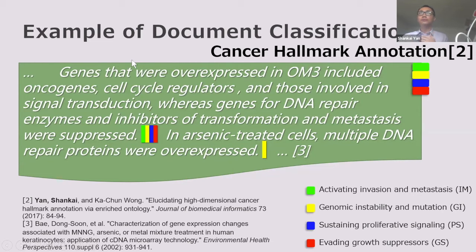But in this example, it is about the Cancer Hallmark annotation. We deal with a collection of abstracts from PubMed, and each abstract would be annotated with the 10 Cancer Hallmarks. In this example, there are in total 4 Cancer Hallmarks annotated on these paragraphs: IM, GI, GS, PS, and GS. The annotator will firstly give labels on the sentences or even on the level of documents. But in this example, we only focus on the document level labels.